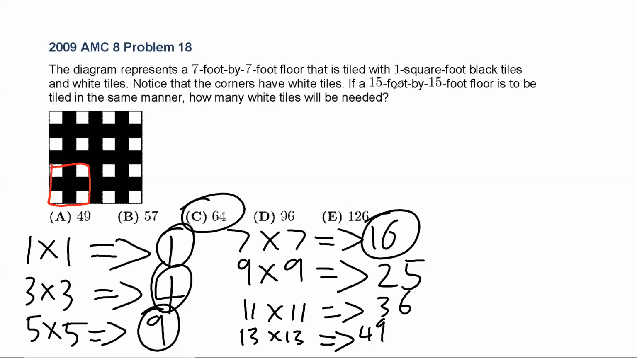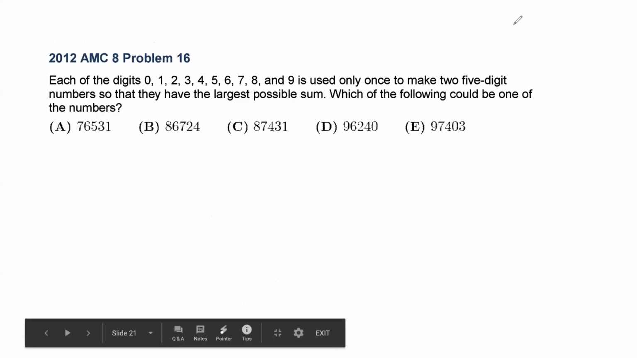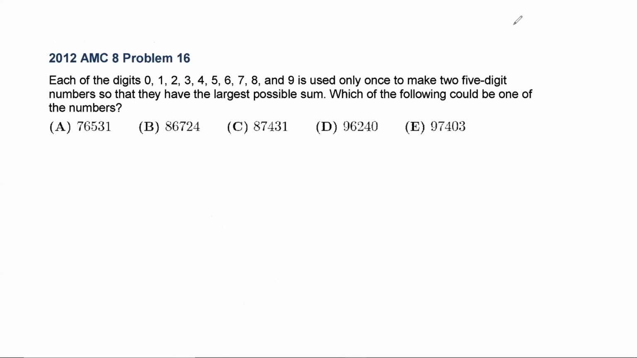Okay, so let's go on to the next problem. Each of the digits 0, 1, 2, 3, 4, 5, 6, 7, 8, and 9 is used only once to make two 5-digit numbers so that they have the largest possible sum. Which of the following could be one of the numbers?